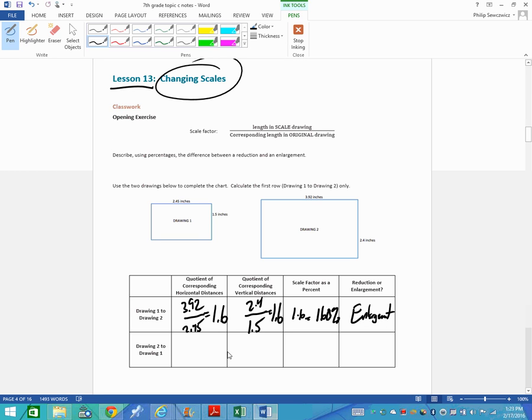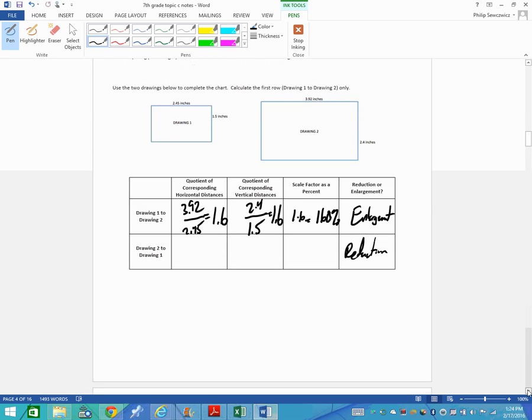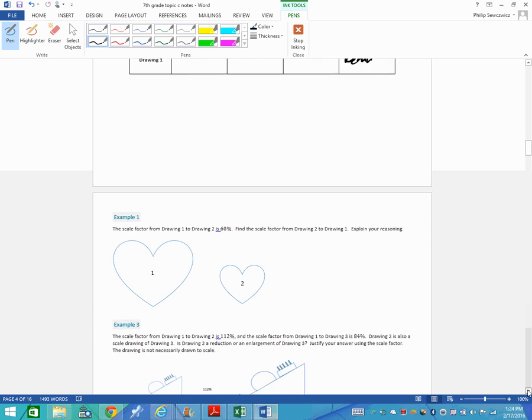If we do the other one, again, drawing 2 to 1, if we go from here to here, now they're saying this is your starting one, so this is your original one, so you will end up with a reduction because you are getting smaller. So we can go through it, but we don't need to do that this time. We saw that yesterday. That's just your friendly little reminder from before.